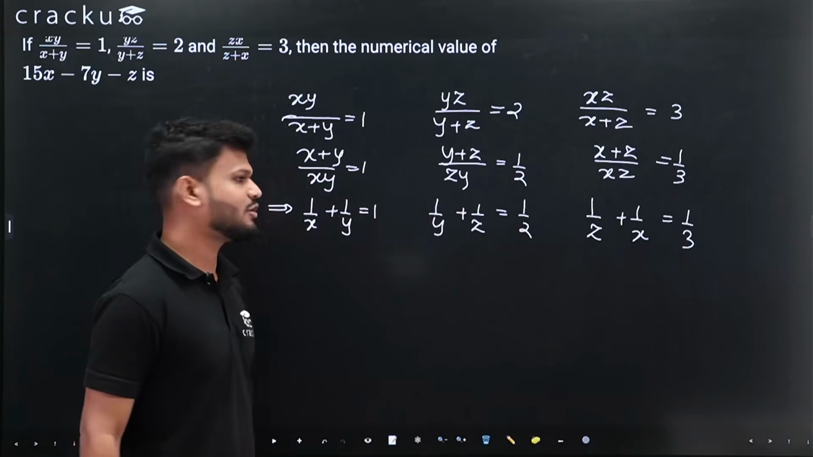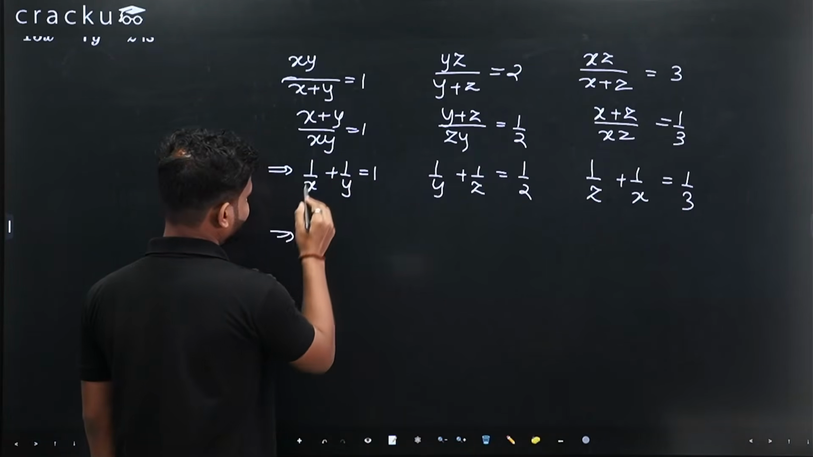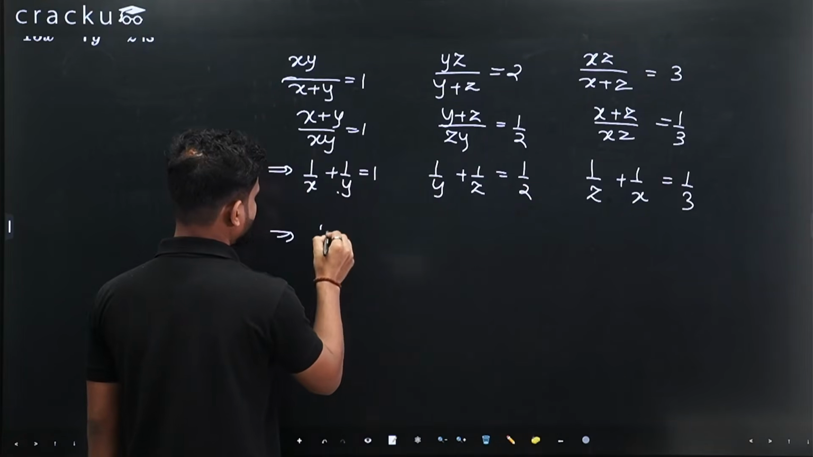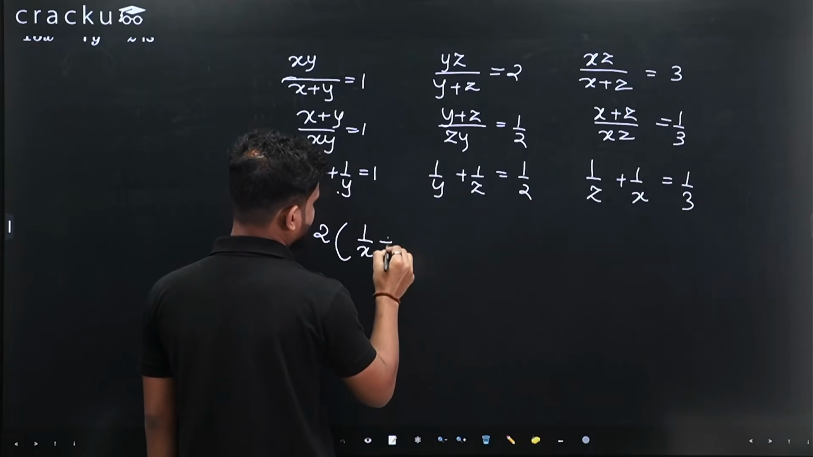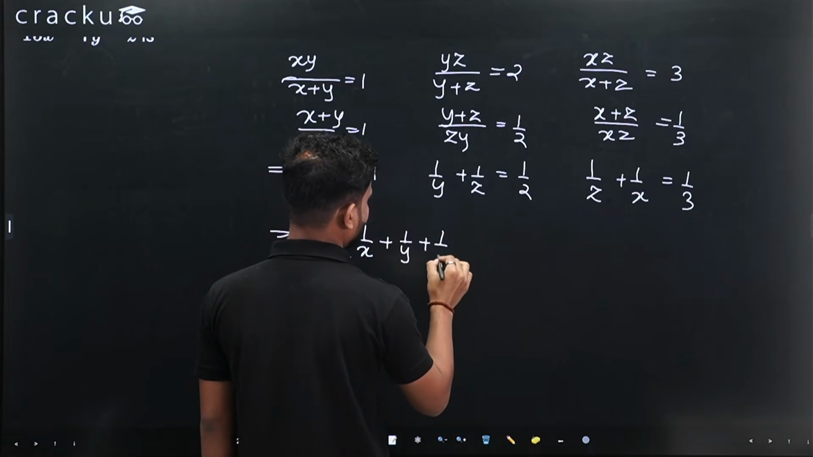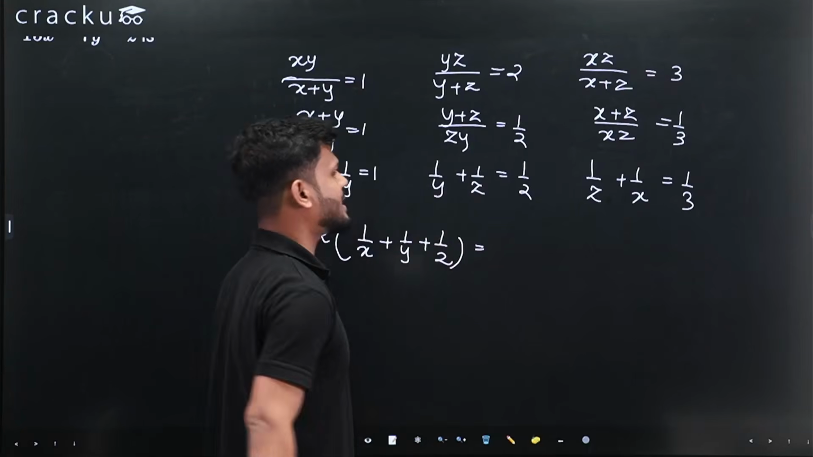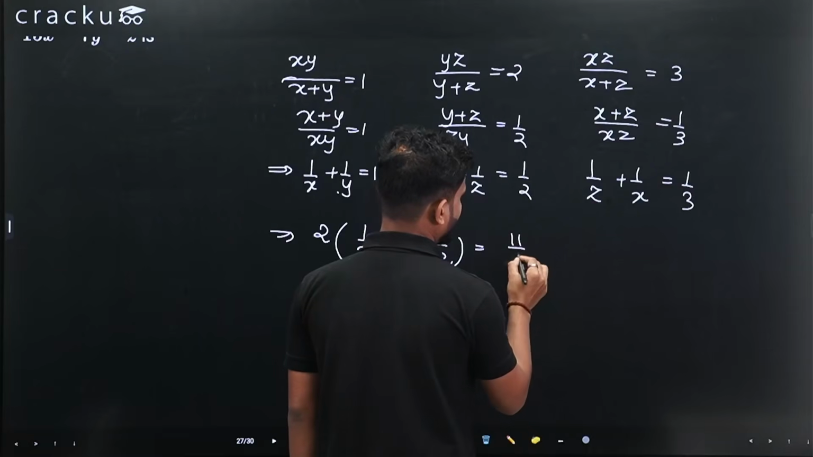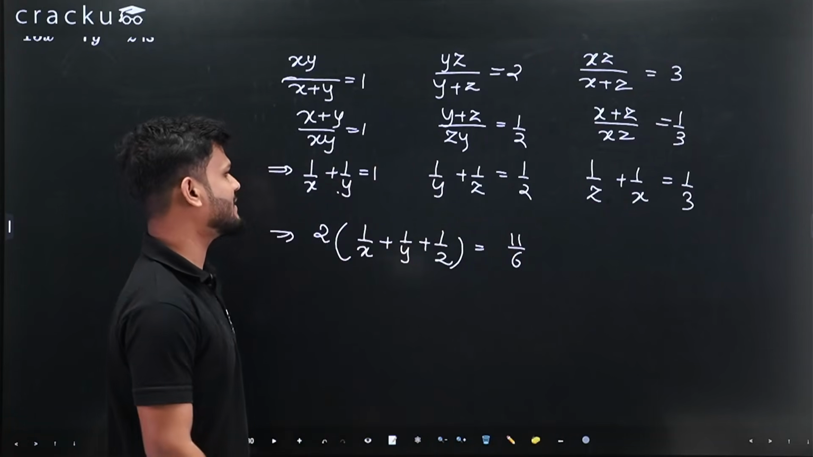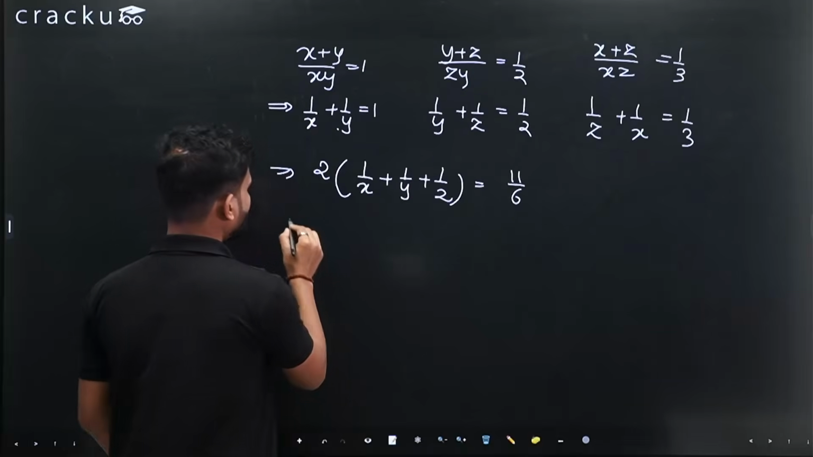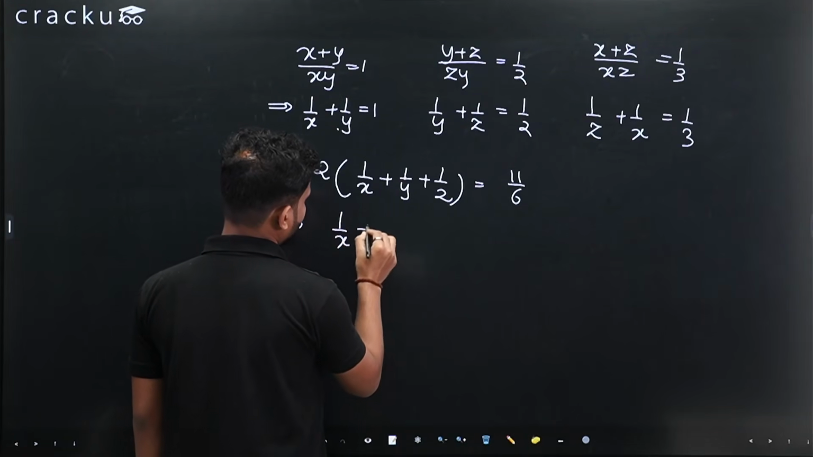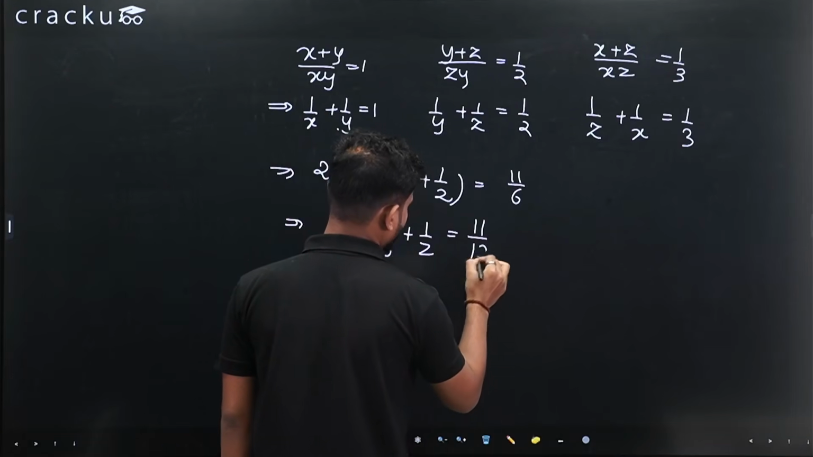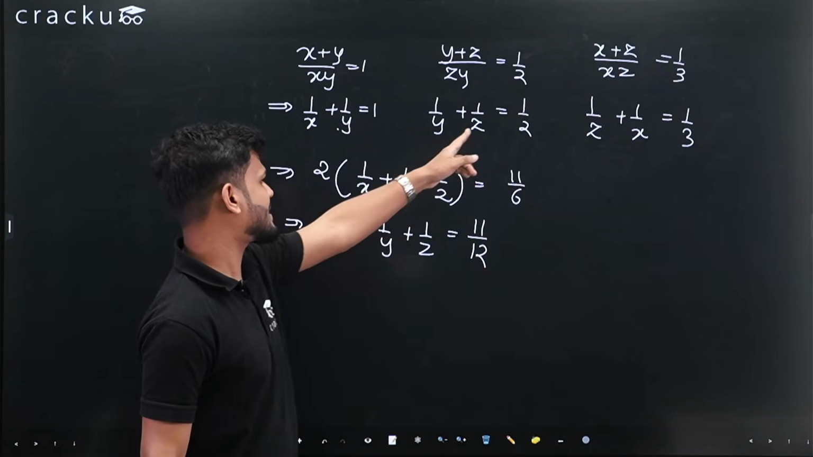Now add all three of these. If you add all three, you will get 1 by x plus 1 by x, 1 by y plus 1 by y, 1 by z plus 1 by z. So 2 into 1 by x plus 1 by y plus 1 by z is equal to 1 plus 1 by 2, which is 3 by 2, plus 1 by 3, which is 11 by 6. Now from here 1 by x plus 1 by y plus 1 by z will be 11 by 12.